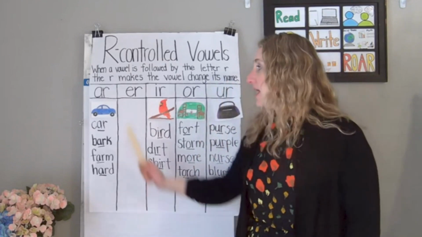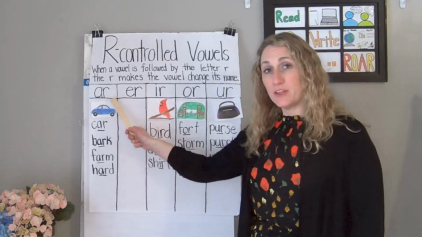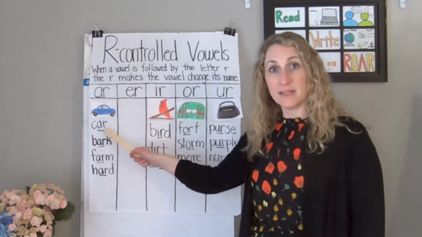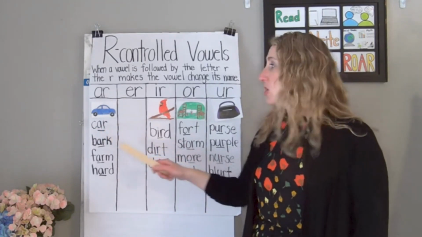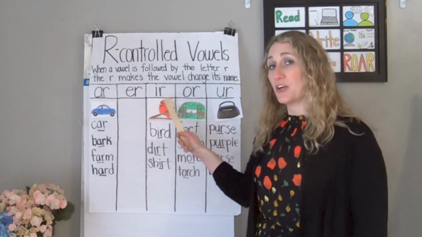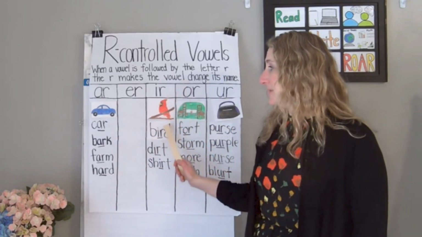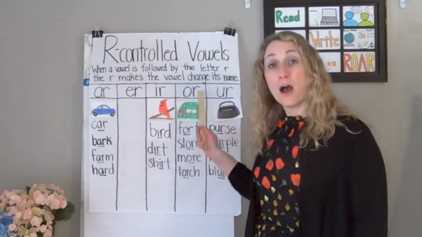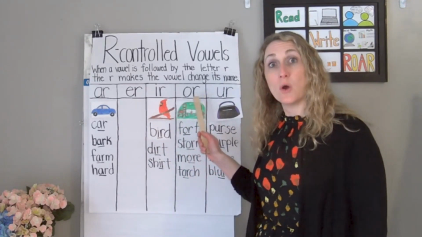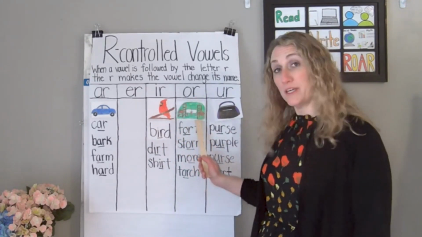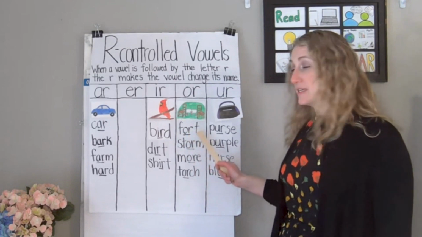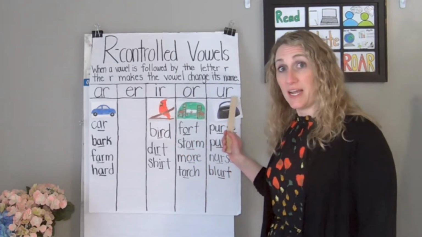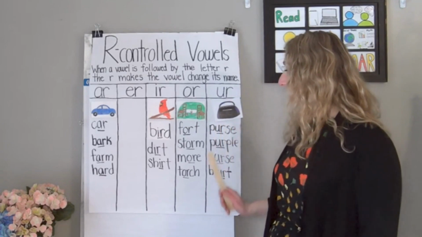We talked about AR and thought about the word car. K-R, car. AR says /ar/. We talked about IR saying /er/ like in the word bird. B-erd, bird. OR saying the sound /or/, like in fort. And UR saying the sound /er/, like in the word purse.